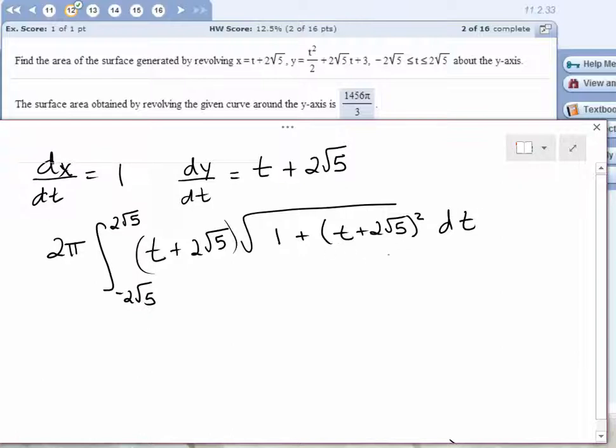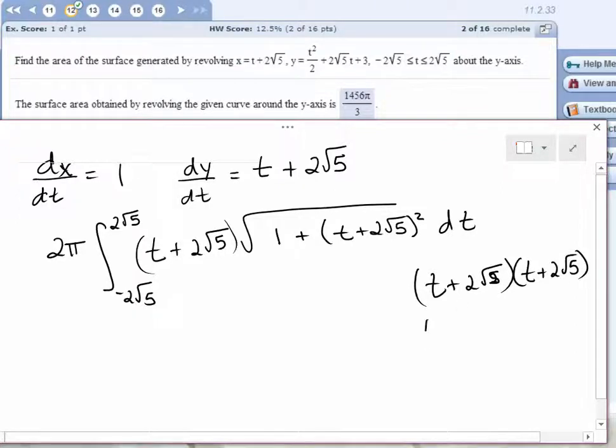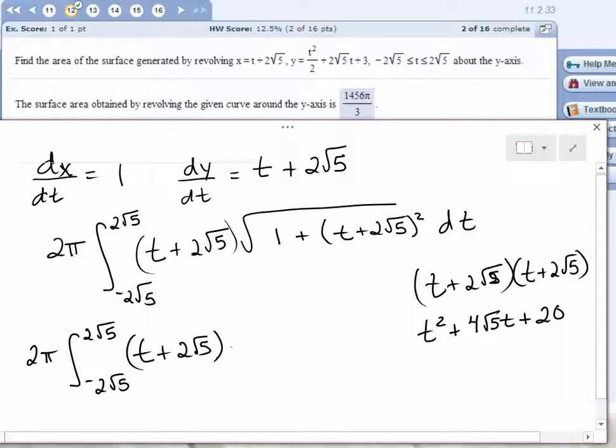So cleaning up inside here, when you expand (t plus 2√5) squared, you get t squared plus 4√5 t plus 2√5 times 2√5, which is 4 times 5, which is 20. And then you have to add that 1 from there. And so this is going to be 2π times the integral from negative 2√5 to 2√5 of (t plus 2√5), and then inside here is just going to be t squared plus 4√5 t plus 21 dt, because I added the 1 to that.